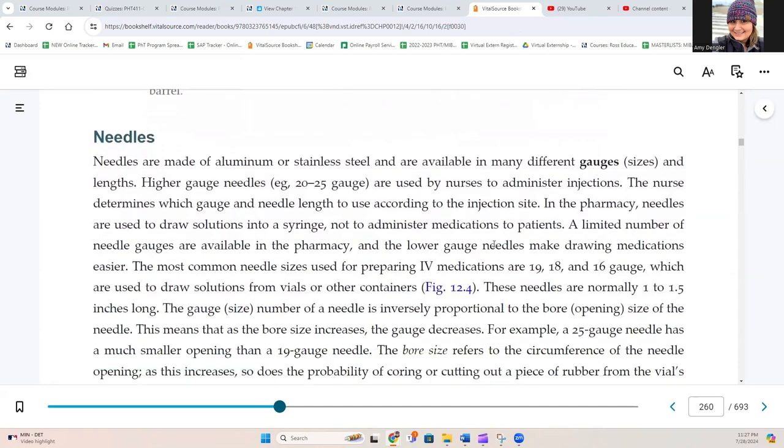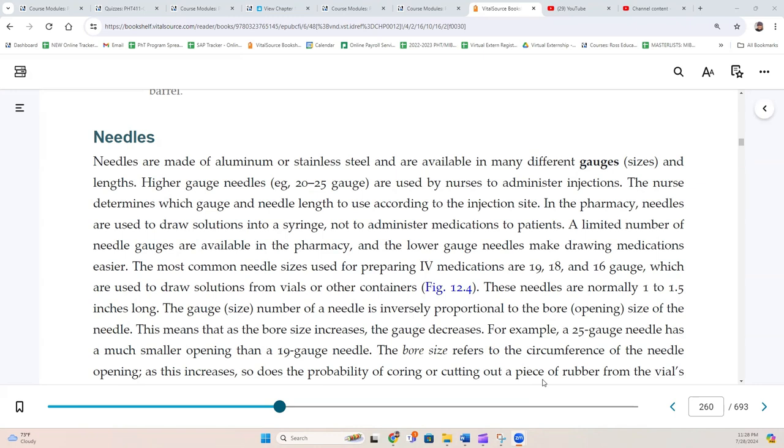Needles are made of aluminum or stainless steel and are available in many different gauges, sizes, and lengths. Higher gauge needles, like 20 to 25 gauge, are used by nurses to administer injections. The nurse determines which gauge and needle length to use according to the injection site. In the pharmacy, needles are used to draw solutions into a syringe, not to administer medications to patients. A limited number of needle gauges are available in the pharmacy, and the lower gauge needles make drawing medications easier.